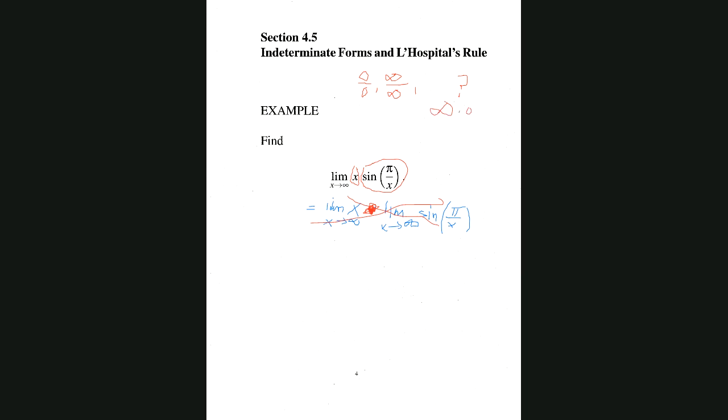The first term x goes to infinity as x goes to infinity. The second term, sine of pi over x, well, as x goes to infinity, pi over x goes to 0. The sine of 0 is 0. So you have infinity times 0. You have one function getting big times another function getting small as x goes to infinity. But can we say that infinity times 0 equals 0? Can we say that?